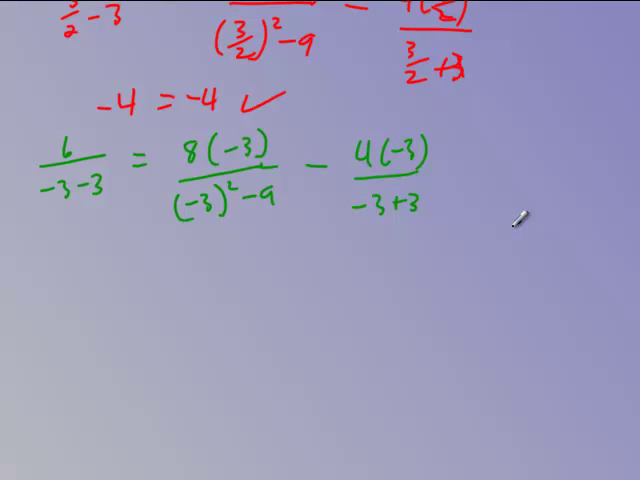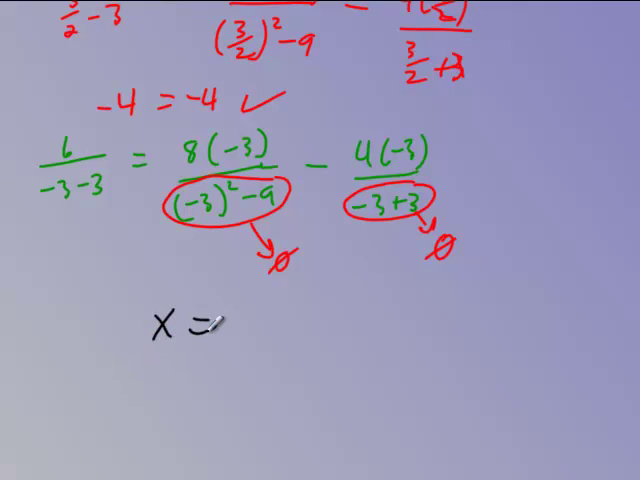But uh-oh, I notice we have a problem right away. I don't have to work this out because this is going to be 0, and you can't divide by 0. And look at this. This is also going to be 0. And once again, we're dividing by 0. Can't do that. The thing's broken. So negative 3 is going to be our extraneous solution. So therefore, our solution is x equals 3 halves with an extraneous solution of x equals negative 3.